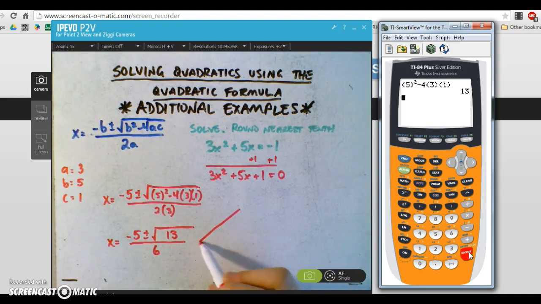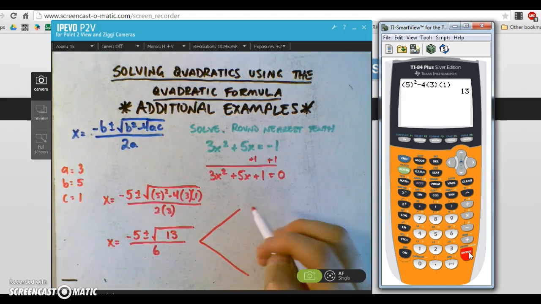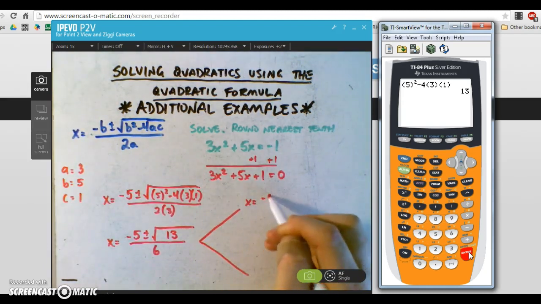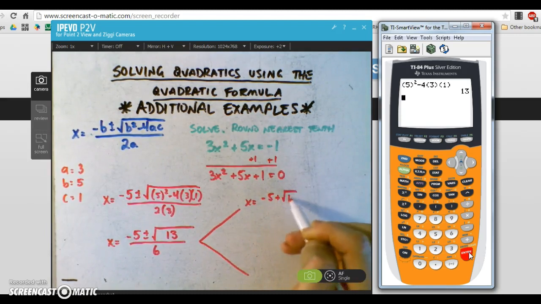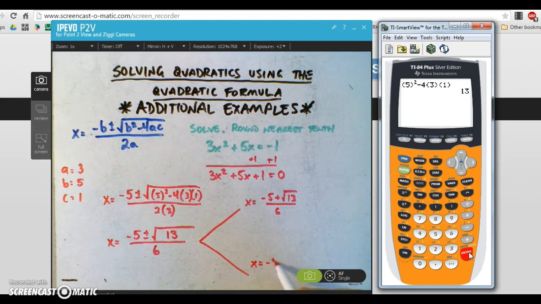Instead, let me branch off into 2 separate roots here. I've got x equals negative 5 plus radical 13 over 6. And I've got x equals negative 5 minus radical 13 over 6. Okay? And instead, I'm just going to put those in the calculator and get a decimal equivalent. So I'm going to do it in 2 steps, starting with this top one.